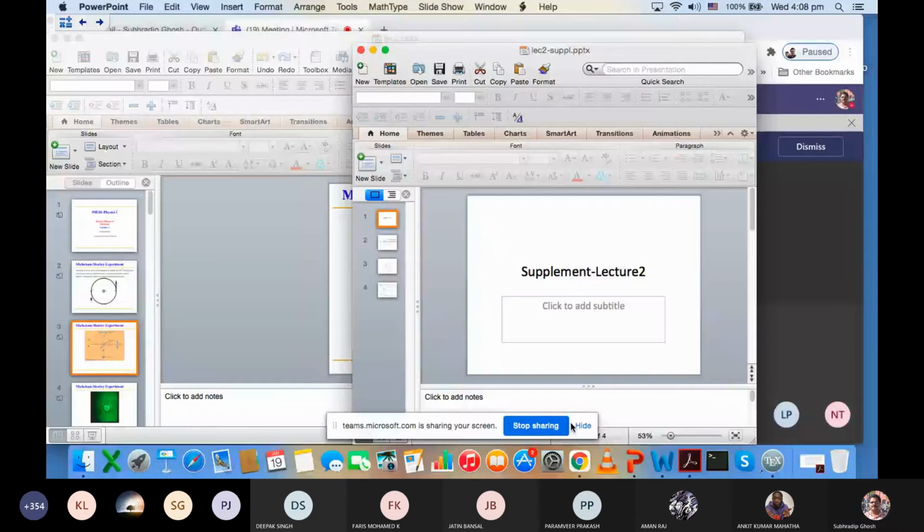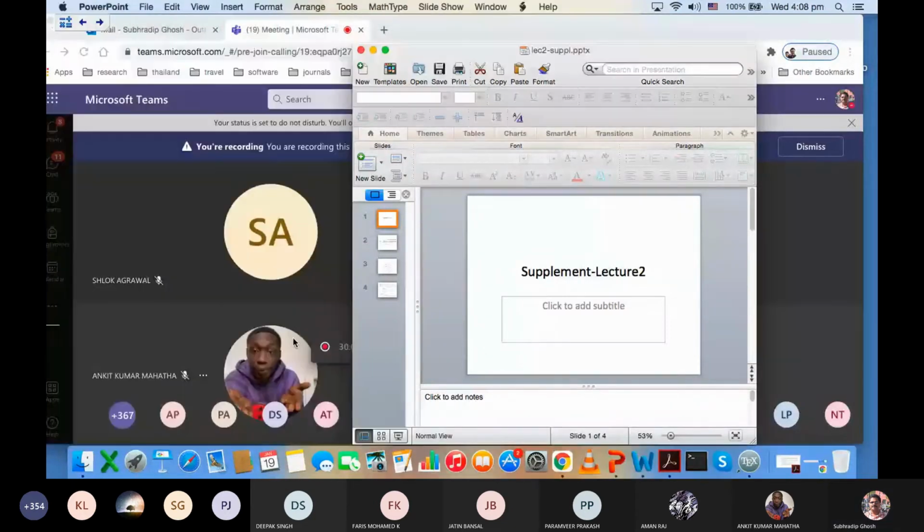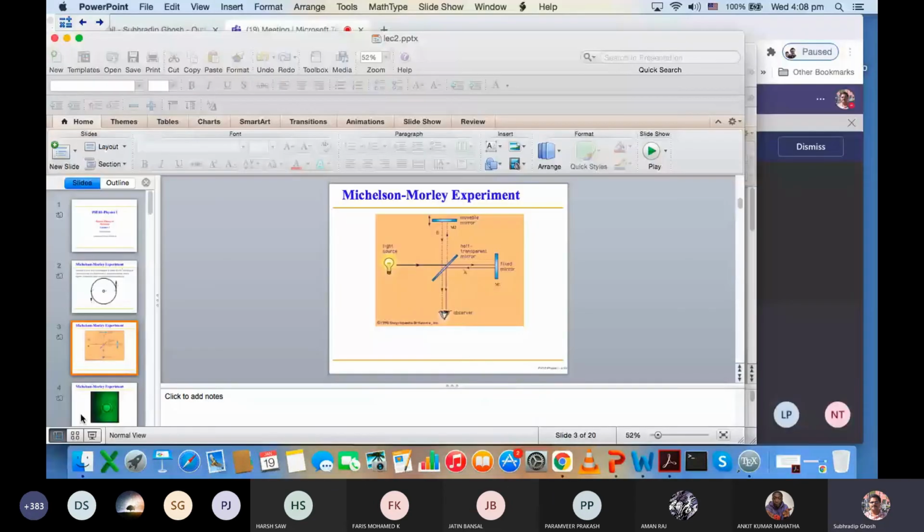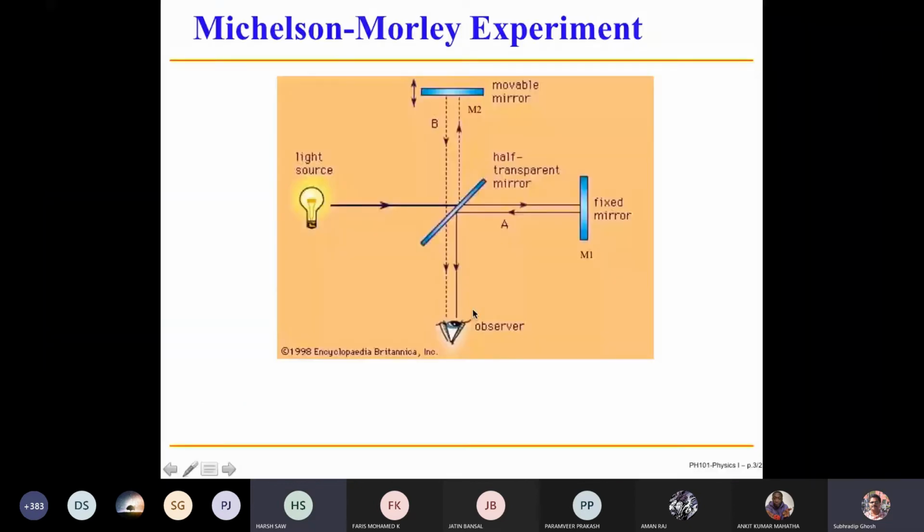Excuse me, sir. So which 2 rays are interfering? These 2, the final ones, which are reaching the eyepiece. The ones that are going to the eyepiece, because in the eyepiece, you are seeing the interference pattern. Okay? Okay, sir. All right.